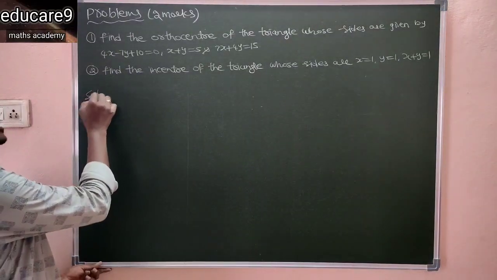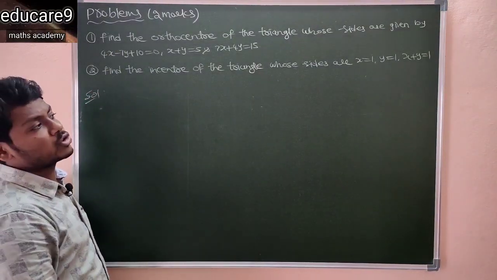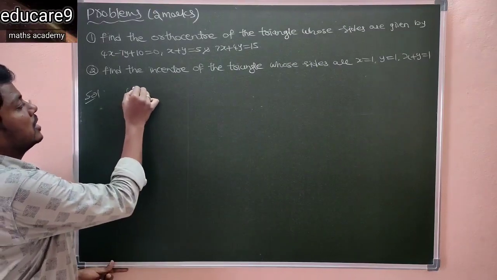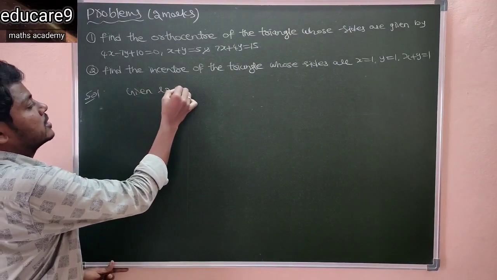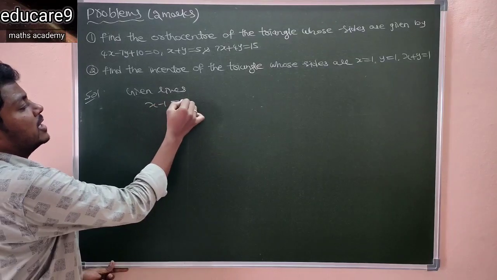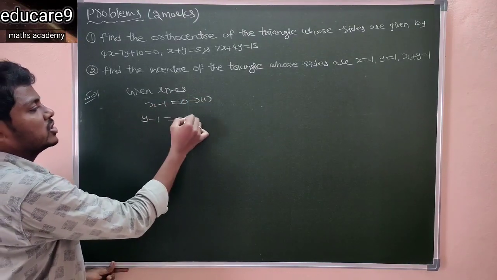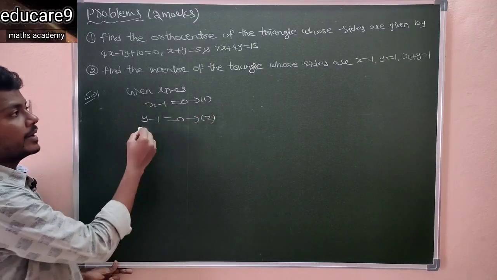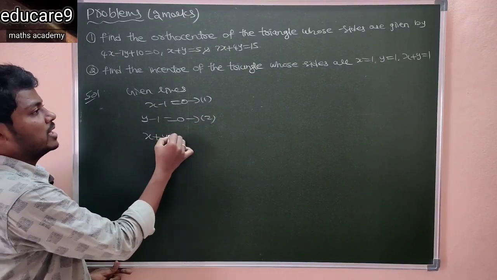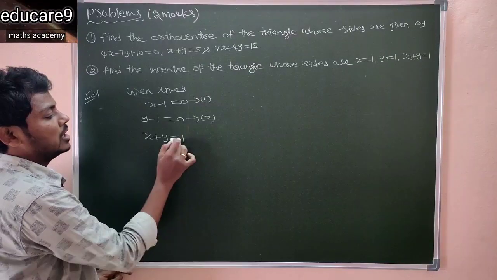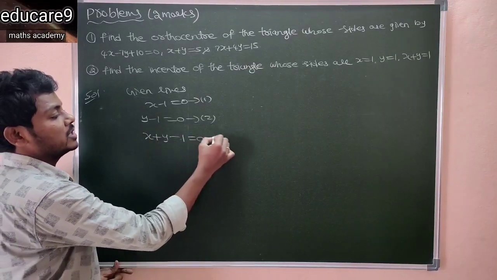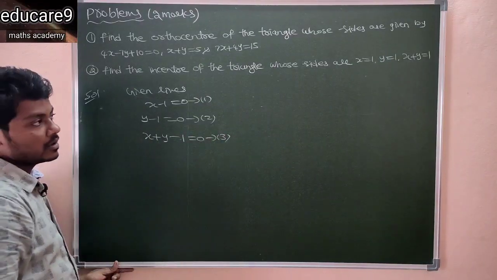See our second solution. Find the incenter of the triangle whose sides are given. So given lines x minus 1 is equal to 0. This is equation 1. y minus 1 is equal to 0. This is equation 2. Next, x plus y is equal to 1, or x plus y minus 1 equals 0. This is equation 3. Okay.